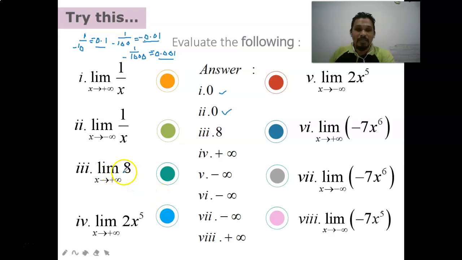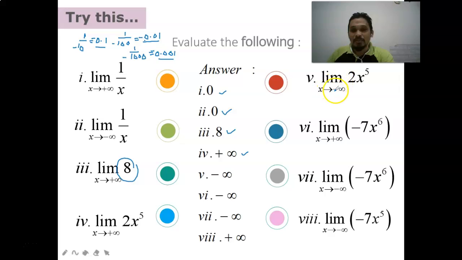And for this one here, the limit of 8, x approaching infinity, there's no unknown x here. Nothing happened, nothing changed. So it is equal to 8. Okay. And then when x approaches positive infinity, the value of x is getting bigger and bigger, then 100,000 and so on, to the power of 5, is getting bigger and bigger, so it's approaching positive infinity.